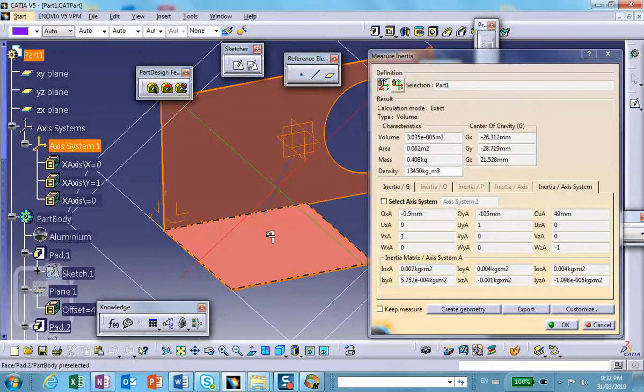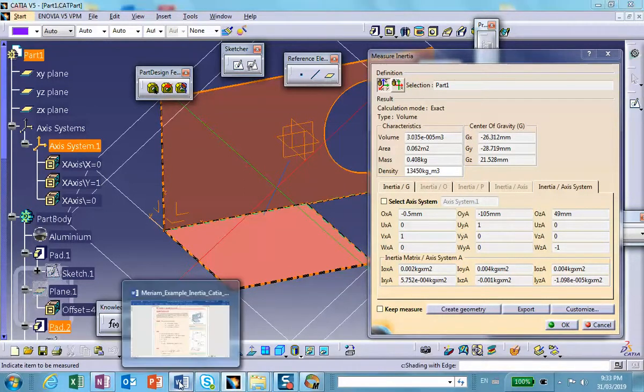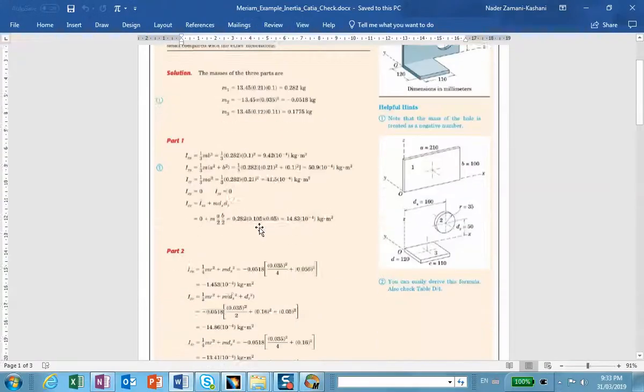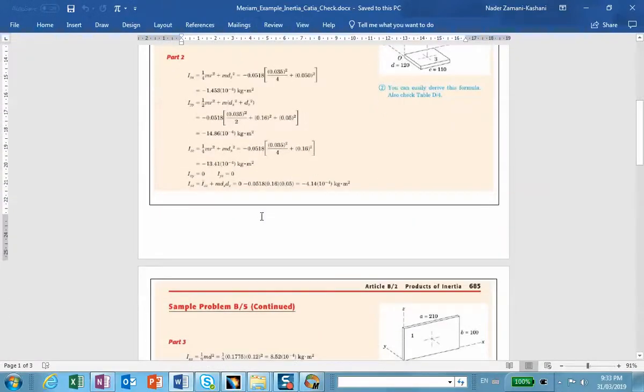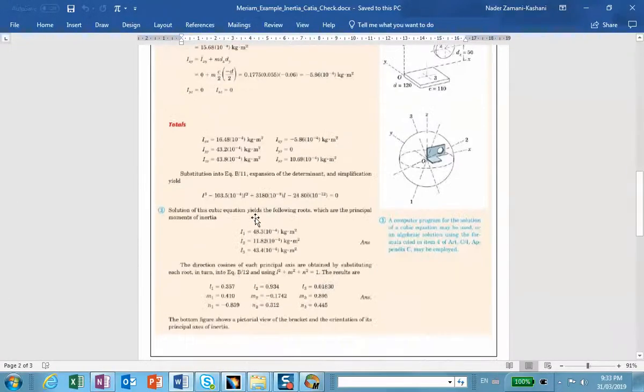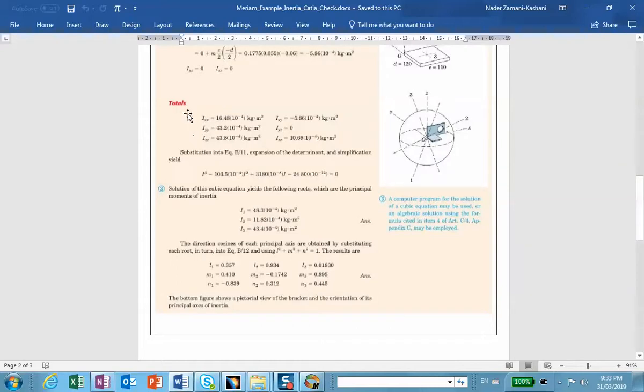Now, the only thing is that how do we check these things? So if you go to Miriam's book, these are calculated. Let me see for a second. These are the answers that the person has got. Okay, so let me make this thing bigger. Okay, and none of these things actually match with what I have in here.